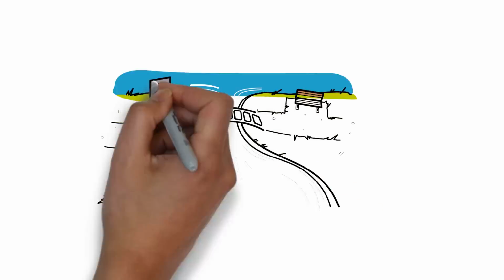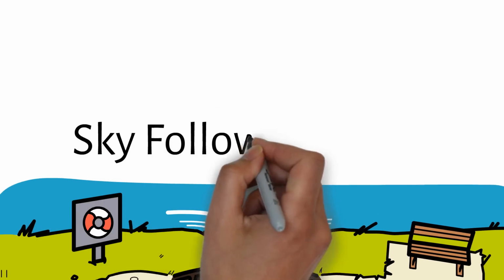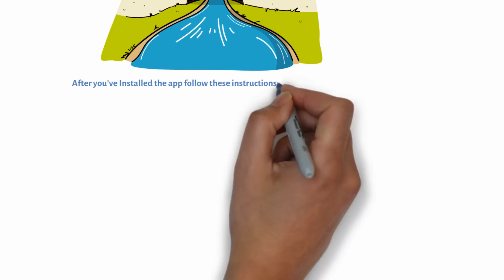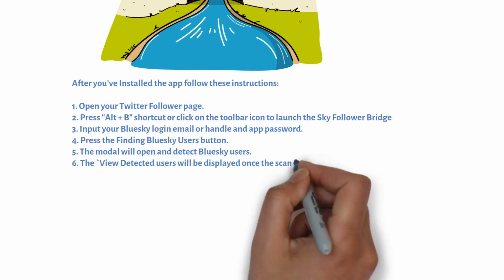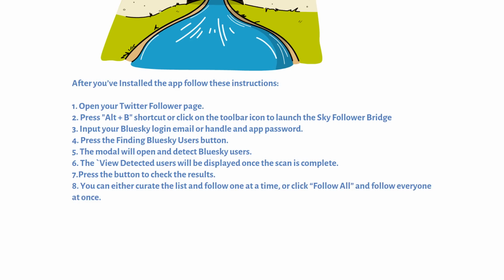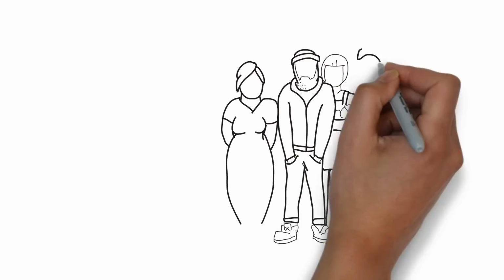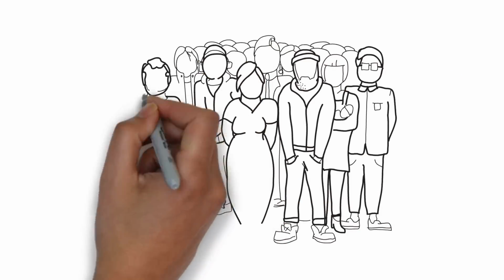There's an extension called Sky Follower Bridge that will scrub your Twitter followers and then allow you to follow all of the ones it finds in BlueSky with one click. After you've installed the app, just go ahead and follow the instructions that are listed. Now, you should at least have a base of people you are following, and that should be a big help. But let's add some more people.